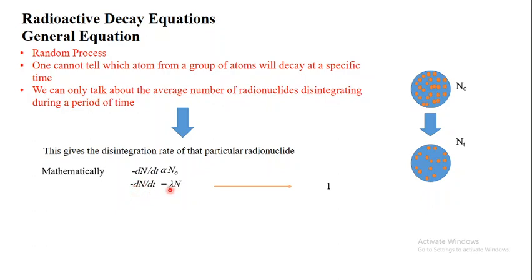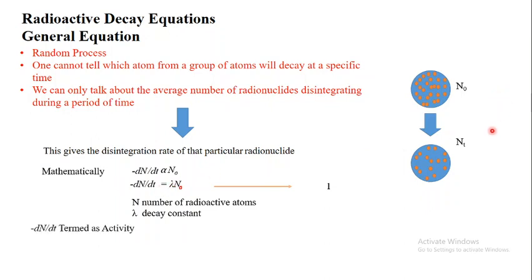By solving this equation, the rate of change of a radionuclide into daughter nuclide is directly related to lambda N naught. So there should be N naught. Here N is the number of radioactive atoms and lambda is the decay constant. The decay constant is specific to the particular type of radionuclide.